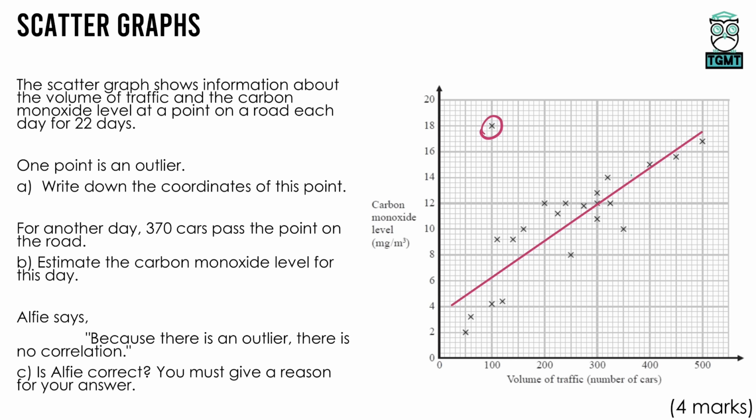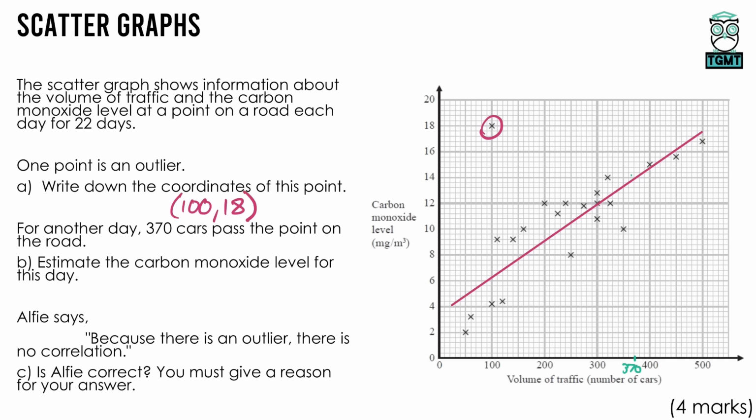It says write down the coordinates of that. If you look down from that point, you can see that there is 100 on the x-axis, and on the y-axis it's sitting right next to 18. So 118 are our coordinates. For another day, 370 cars pass this point, and this is about the carbon monoxide levels for a certain amount of cars. It says estimate the carbon monoxide level for this day. So we need to find 370, which is 3 squares before 400. Make sure that you check the scale.